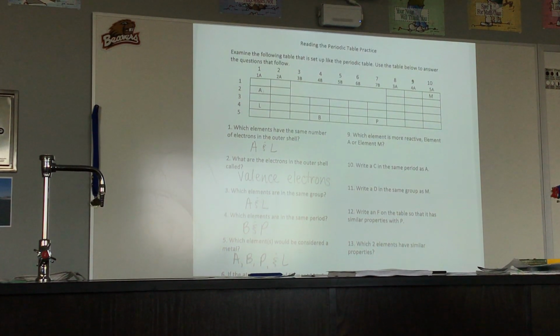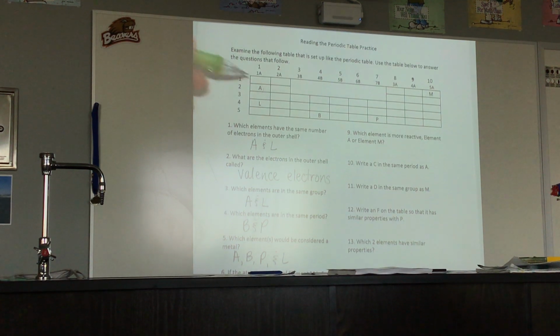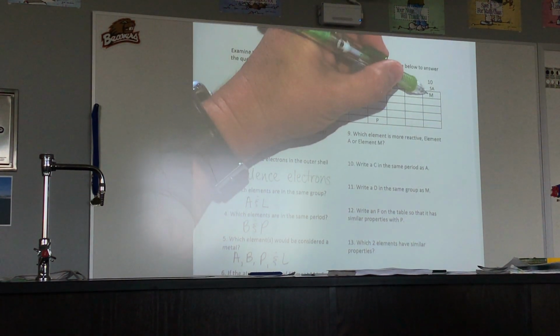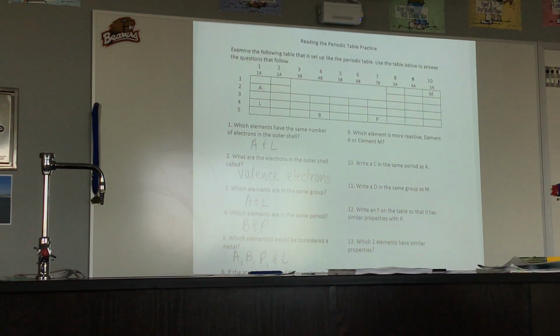This is where we were talking about reactivity yesterday. Which element would be more reactive, A or M? It'd be A. A. So I hear A and I hear M, so let's hear some arguments for that. Why do you say A? I say A because it's further down the periodic table than M.